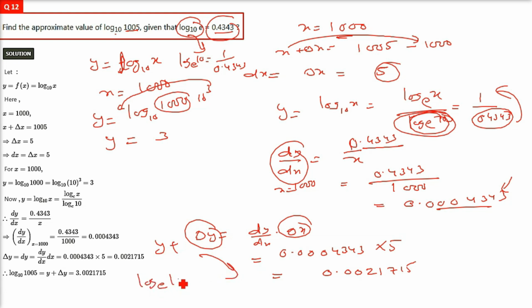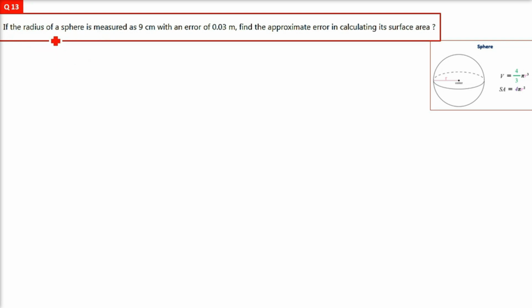So log base 10, I've written base e, but it is base 10 actually. So log base 10 1005 is just the addition of these two. That will give you 3.0021715.